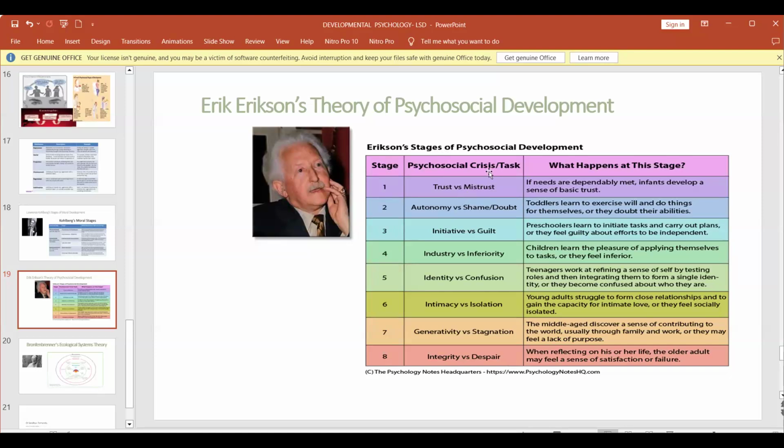First stage, trust versus mistrust, is from birth up to 1 year. In this period, the child has a social need. That social need to be fulfilled is a sense of trust. The child wants a trusting relationship with the caregiver, the mother or the caregiver. It's a social need in the child.